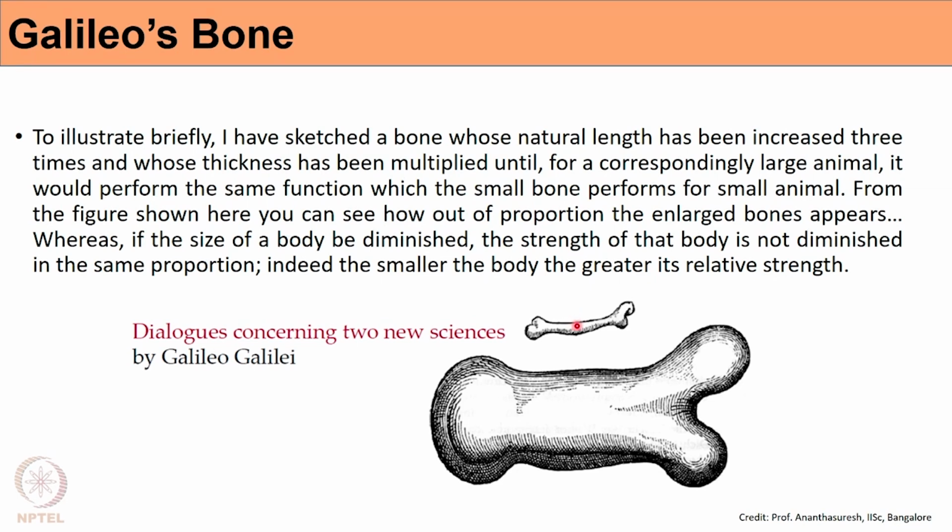Now if you see, the larger bone will appear like this, which looks very disproportionate, right? The point is, is the small bone really as weak as it looks compared to the larger bone? In fact it is not, because many times we have seen that the smaller body even has greater relative strength. What we are missing here is that just reducing the dimension by 3 or 4 times does not mean that all the properties will also reduce by 3 or 4 times. So we need to understand how scaling works.